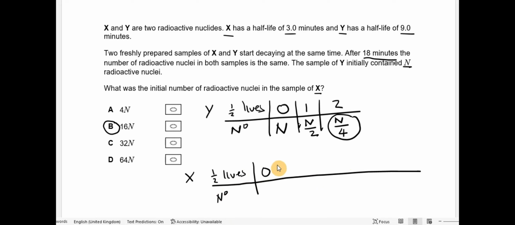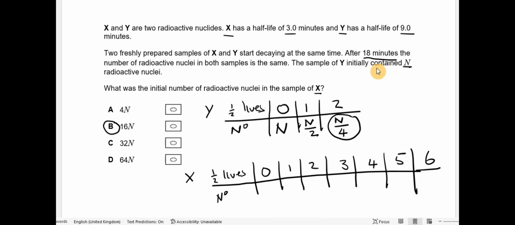So 0 half-lives, 1 half-life, 2, 3, 4, and 5 half-lives. Oh, sorry, 6 half-lives. So after 6 half-lives, which is 18 minutes for X, X contains the same number of nuclei as Y does after 2 half-lives, which is also 18 minutes. So I can say that X, after 6 half-lives, has N over 4 nuclei.